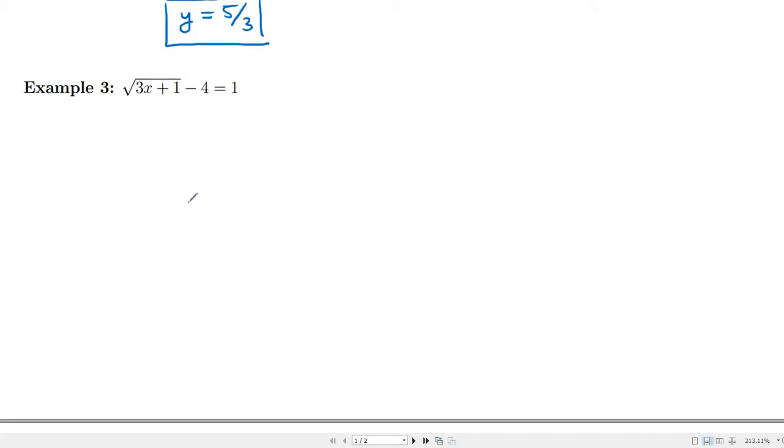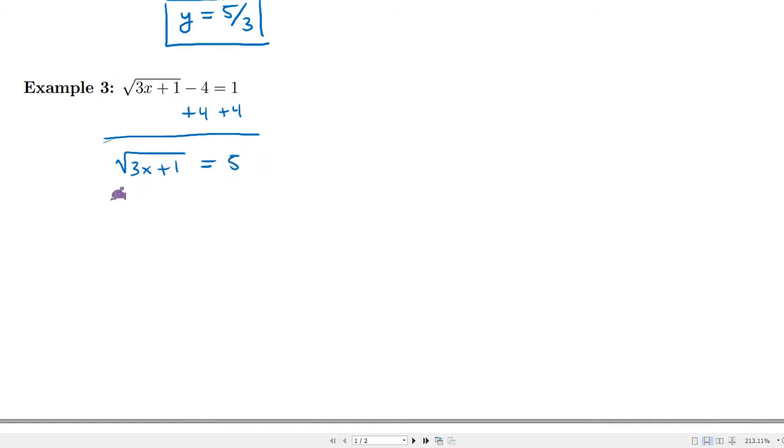And in our next example, we have the square root of 3x plus 1 minus 4 is equal to 4. So at this point, we could square both sides, but it will actually be a little bit more complicated than what we want. So the basic procedure is to isolate the square root. So before we square, let's bring the 4 over here. So let's add 4 to both sides. And then we will have the square root of 3x plus 1 is equal to 5.